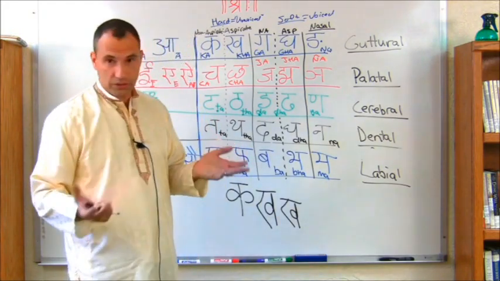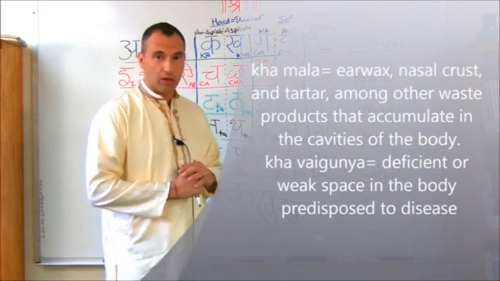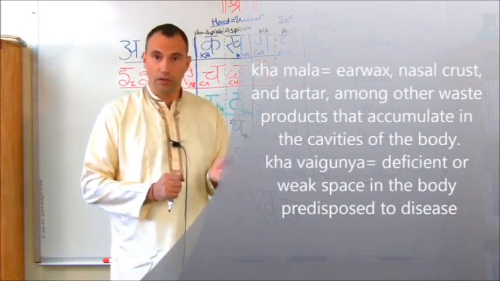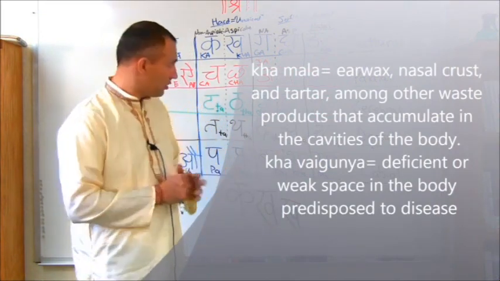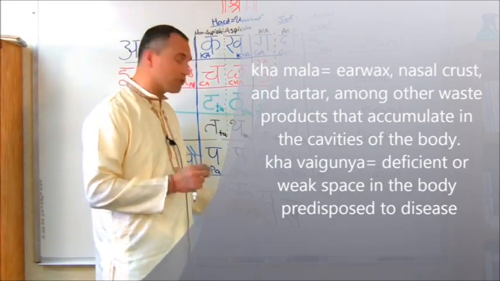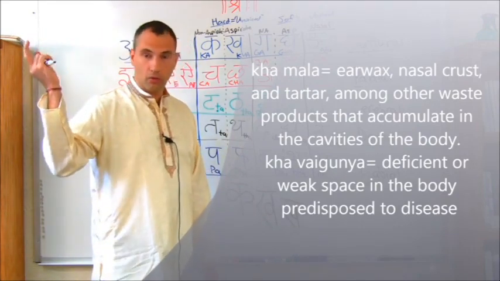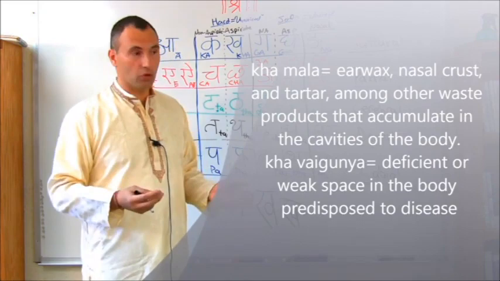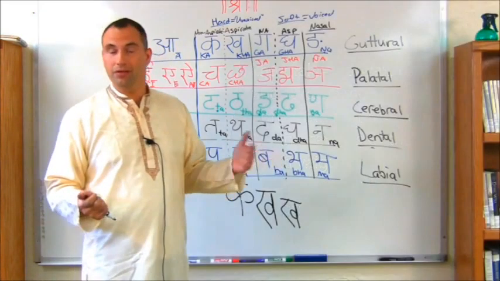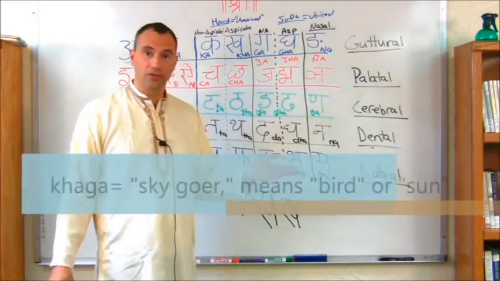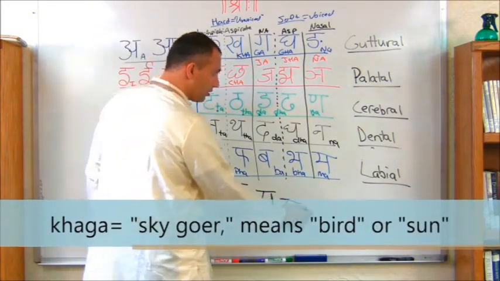It can relate to spaciness. In Ayurveda, Kamala, Kavaigunya, these are terms that use the word kha. Kha also means the sky. A word for the sun is Khaga, or that's a word for a bird, something that goes in the sky. Kha. Ga.